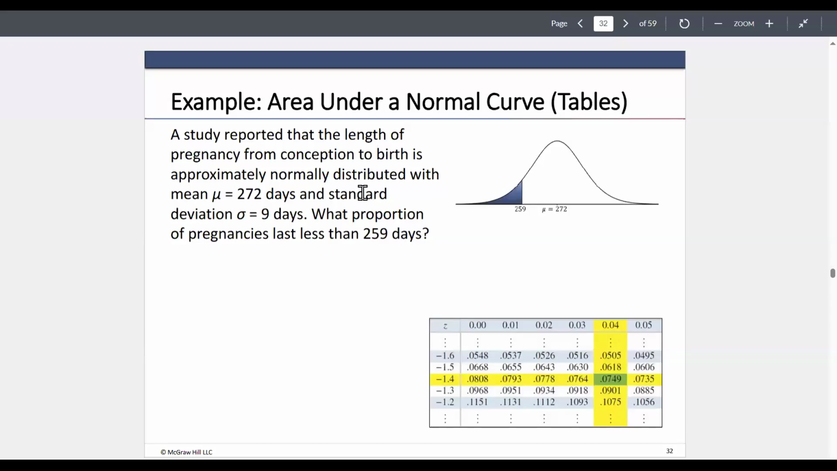All right, so now we're going to get into the application of z-scores. I was trying to give you a little hint there that the purpose of z-scores is that I could take a value x and convert it into a z-score. So it's a way to figure out probabilities.